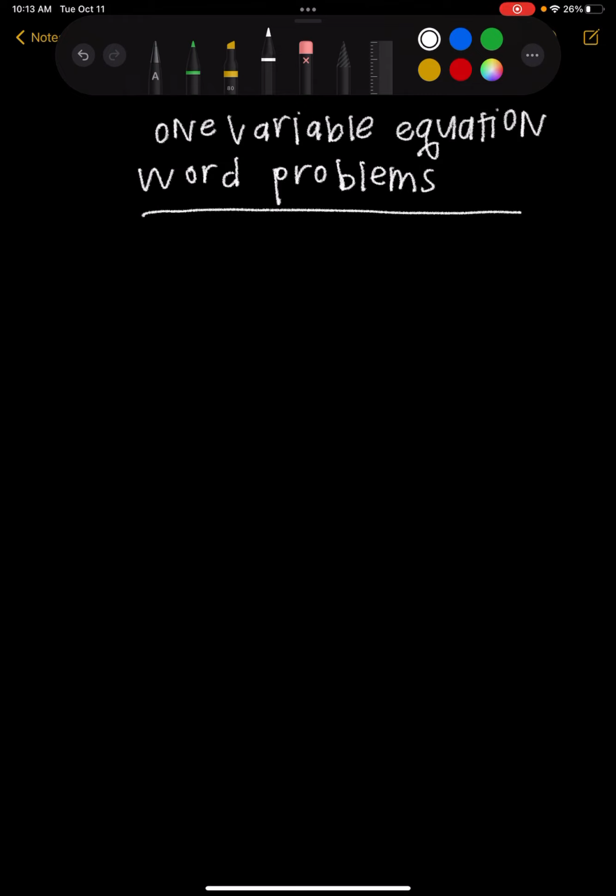I am not going to write out each word problem, mostly because they're too long to write out and I don't want this video to be a massive one. So let's just start with the first example. In the first example, it says Susie has 6 times as many candy bars as Jimmy. Together they have 30 candy bars. How many candy bars does Susie have?